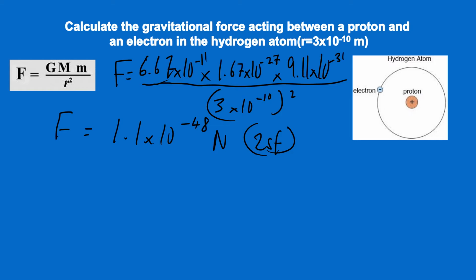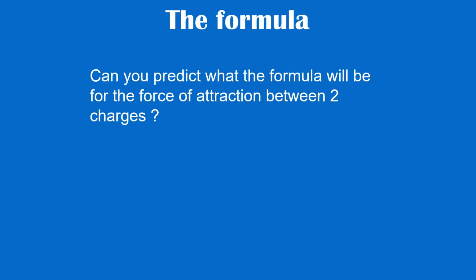In the class sessions, I've said that there's another inverse square law relationship for charges. So gravitational fields dealt with masses, electric fields deal with charges. So the next question to think about is, what would the equation look like for the force between two charges? So what would the formula look like? It's an inverse square law relationship.